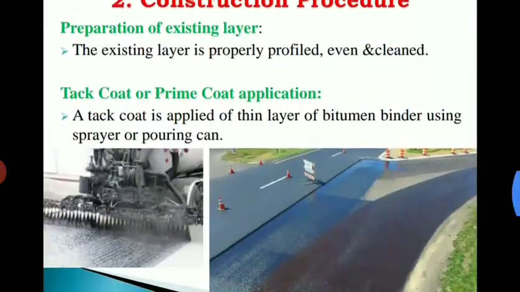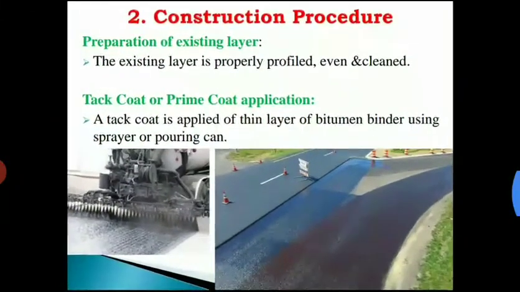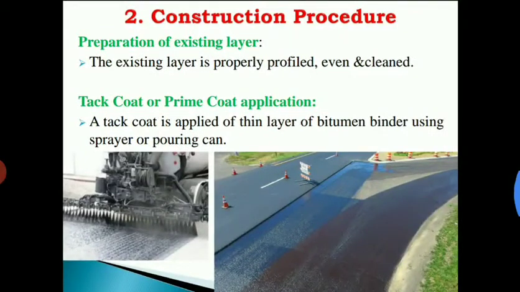And then the construction procedure. So, preparation of the existing layer. If we are constructing this particular bituminous macadam layer on the existing layer, first we need to prepare that existing layer by chipping it off, and then we need to clean that properly, and then level that as per the required thickness. Okay, so the existing layer is properly profiled, even, and then cleaned.